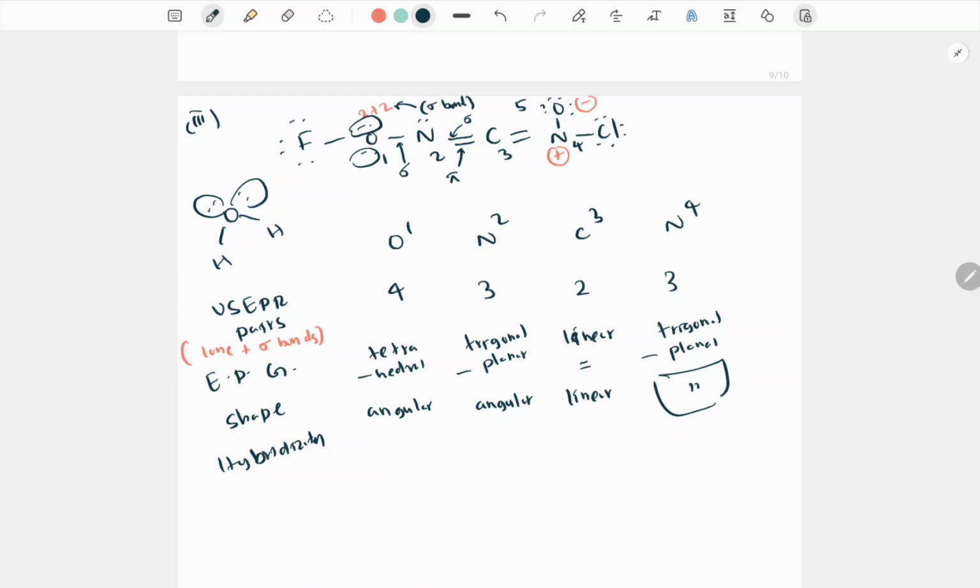Hybridization: oxygen 1 has 4 pairs, sp3. N2 is sp2. C3 is sp. And N4 will be sp2. So is it done?